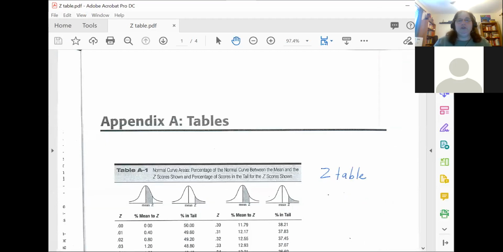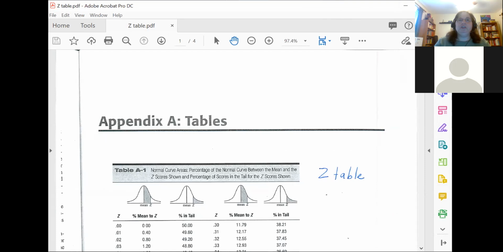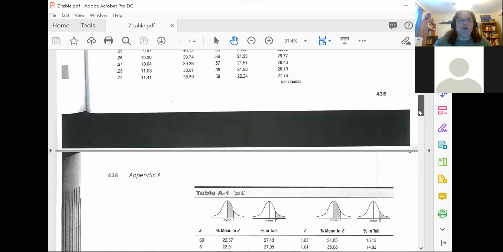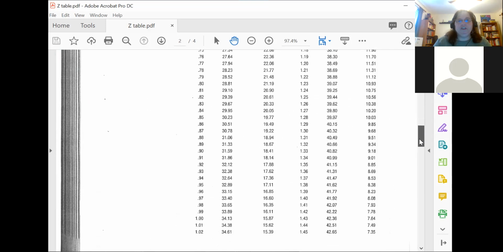Okay, so for the purposes of exam 2, the thing you probably need to know is what your cutoff value is, right? If alpha is 0.05 and it's one-tailed, the way you find your cutoff value is you go to percent in tail, and we're going to scroll all the way down until we find 5 in the percent in tail column.